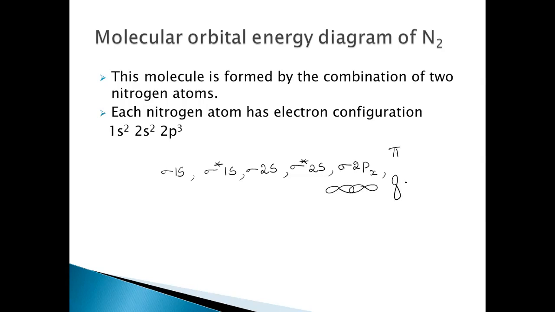So that's why this one is lower in energy when compared to pi. Now, this is py type of overlap. This is a lateral overlap, resulting in the formation of pi bonding and anti-bonding. So what comes next is pi 2py and pi 2pz, which are of the same energy. We call them degenerate.